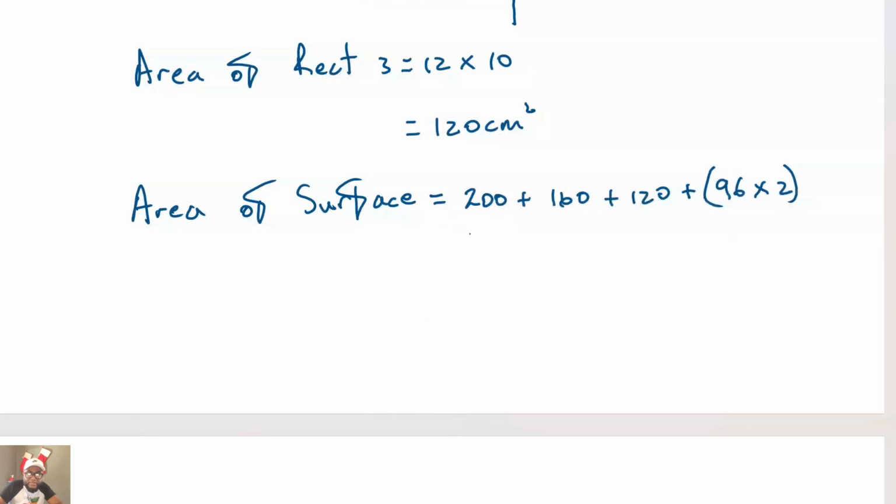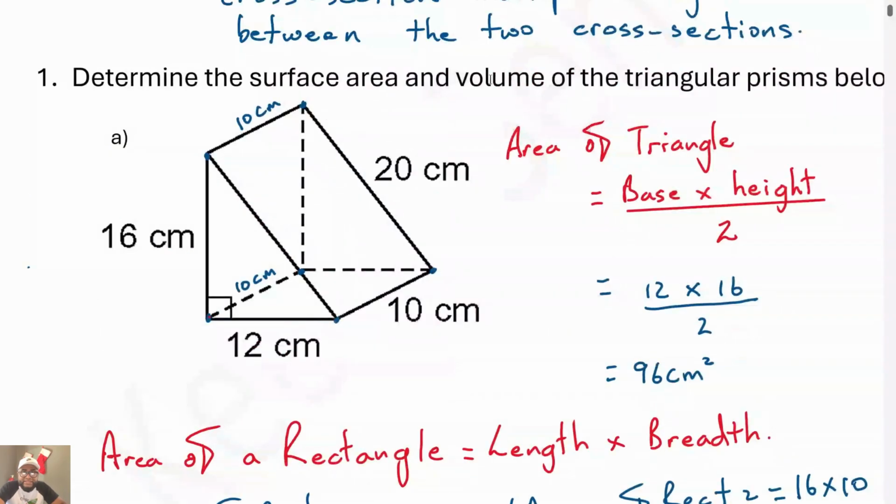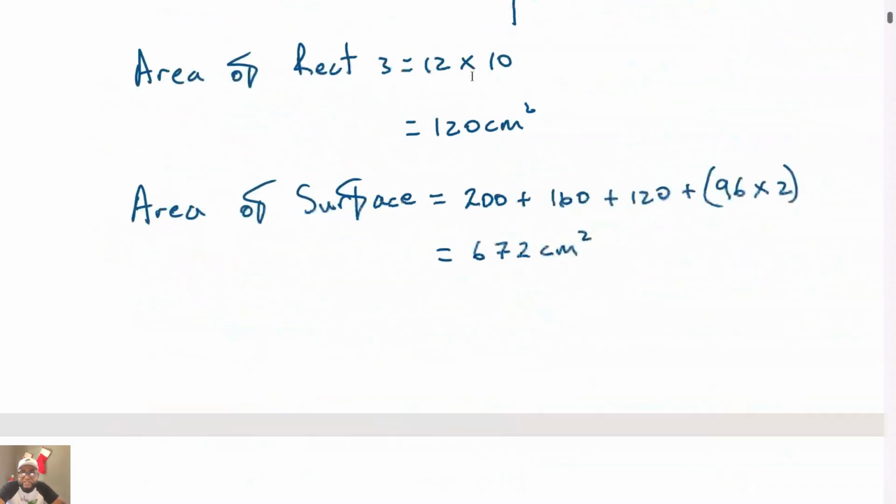Okay? So somebody give me the answer, the final answer. 617. And this would be centimeters squared. That is the area of the surface, or the surface area, right? So the next thing they ask us to find is the volume of the triangular prism.